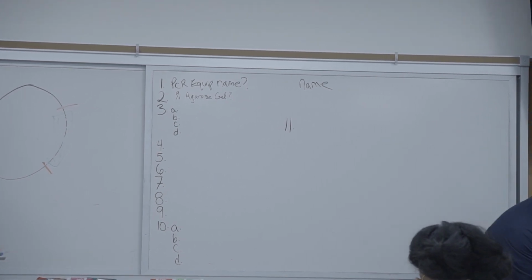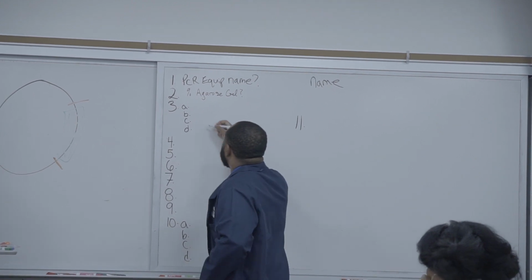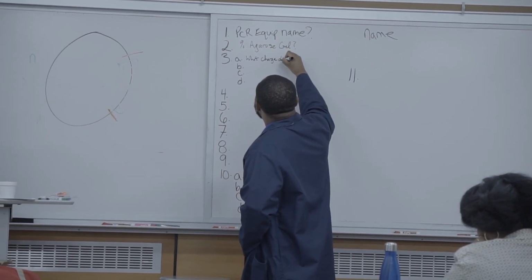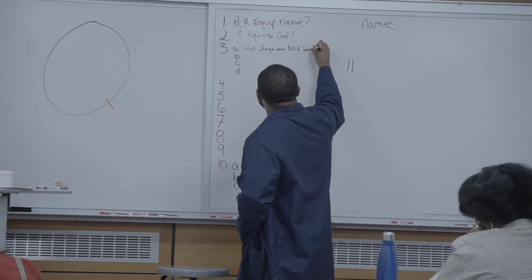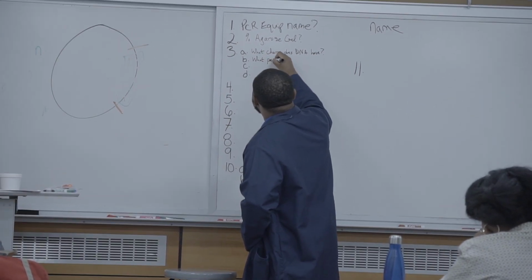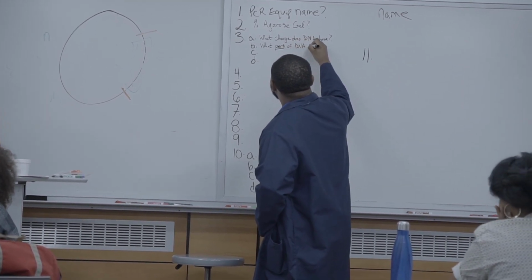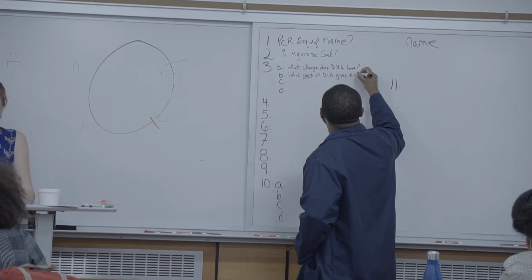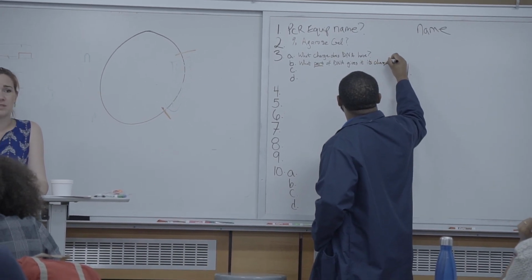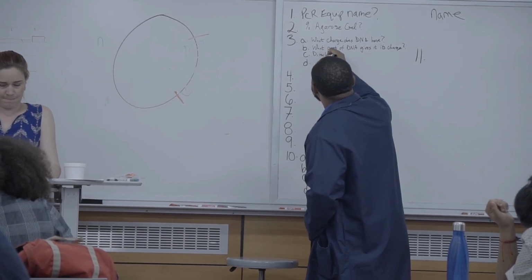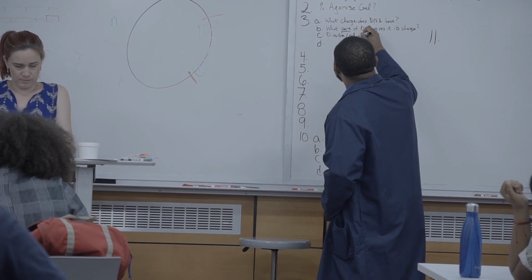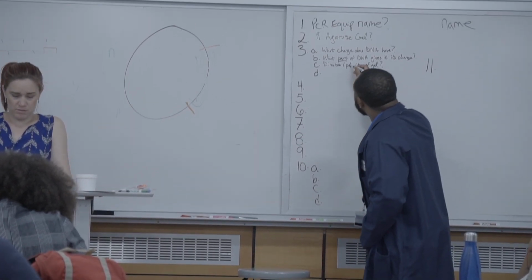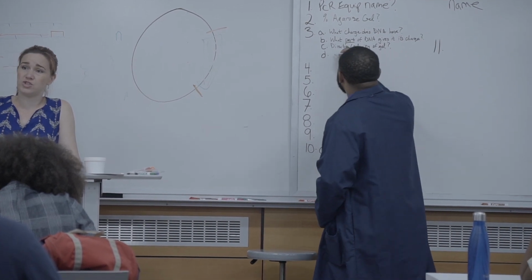Number 3 has 4 parts. Part A, what charge does DNA have? Part B, what part of the DNA gives it that charge? And it's okay if you don't know. We'll go over them at the end. Part C, what direction is the current running in our gel? What's the polarity from what to what? What charge to what charge? And then part D, when loading our gel, the wells should be oriented towards which end, which charge of the gel box?